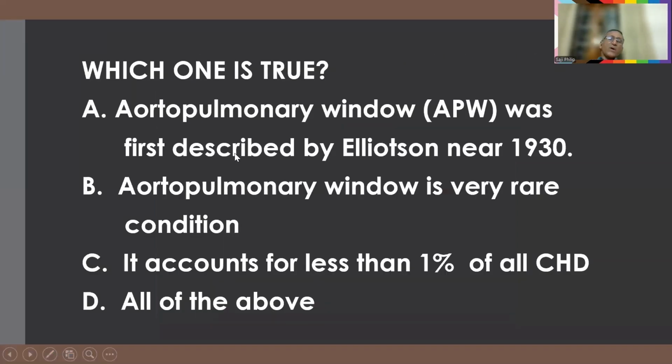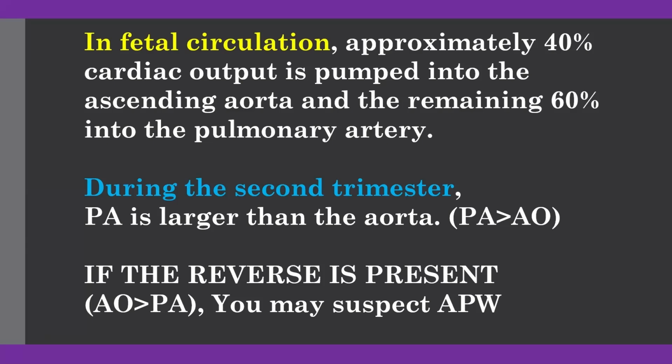So which one is true? A. Aorto-pulmonary window was first described by Eliotson near 1930. B. Aorto-pulmonary window is very rare condition. C. It accounts for less than 1% of all CHD. D. All of the above. What is your answer?